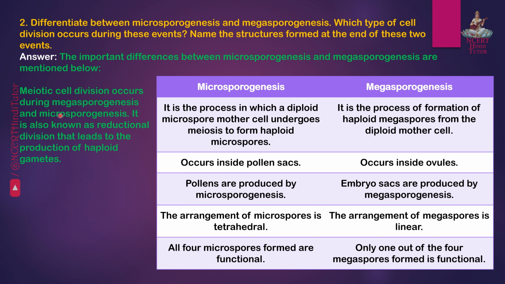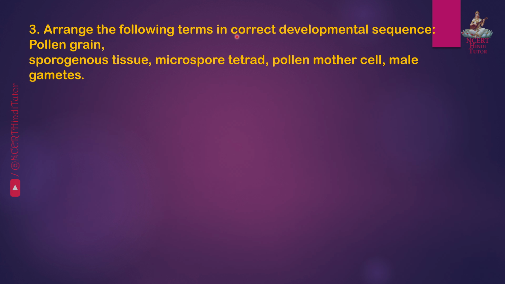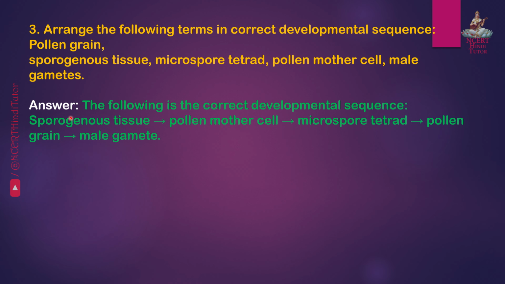Meiotic cell division occurs during megasporogenesis and microsporogenesis. It is also known as reductional division that leads to the production of haploid gametes. The structures formed at the end of these events are: microsporogenesis, pollen grain; megasporogenesis, embryo sac. Question 3. Arrange the following terms in the correct developmental sequence: pollen grain, sporogenous tissue, microspore tetrad, pollen mother cell, male gametes. Answer. The following is the correct developmental sequence.